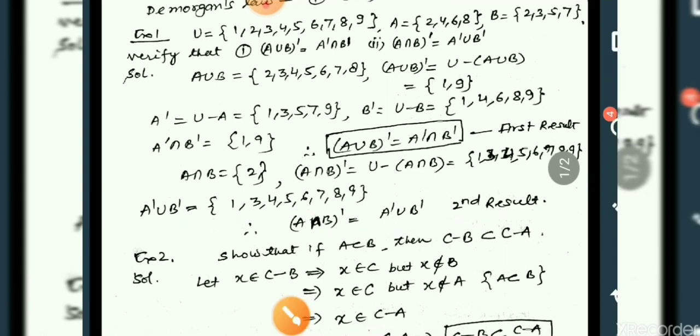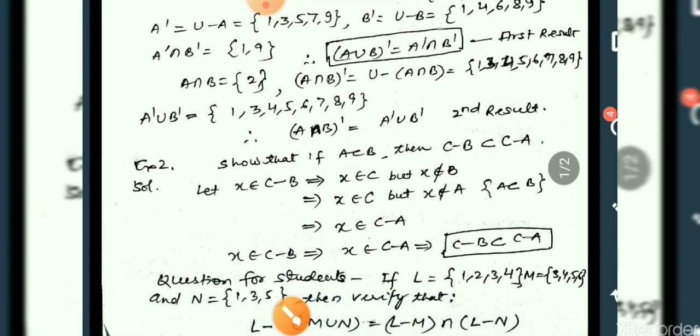Now children, let's take another example. Prove that if A is a subset of B, then C minus B is a subset of C minus A. So solve it. Let x belong to C minus B. What does C minus B mean? This is the difference of sets. It means x belongs to C, but x does not belong to B. This implies x belongs to C, but x does not belong to A.